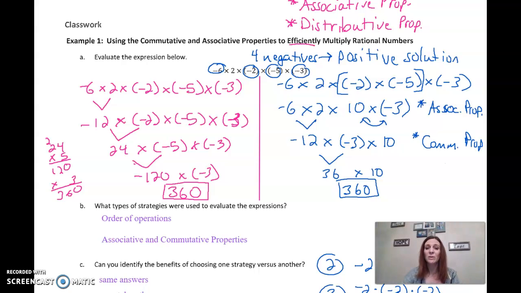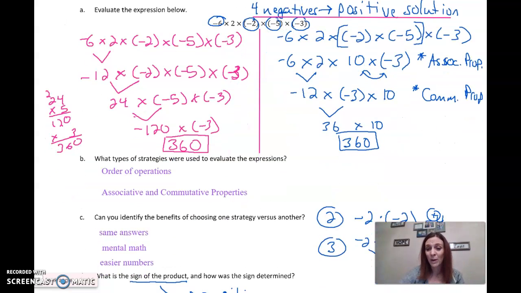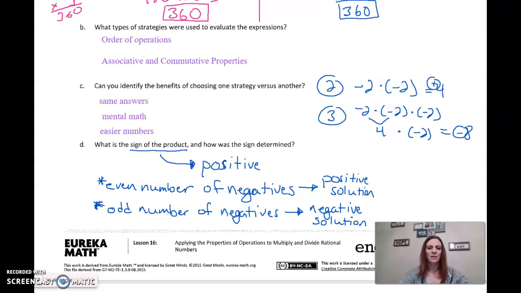And that's really just a really good hint, because sometimes it can get confusing with all those negatives in there. So if I have 4, I know my answer has to be positive. So even if I messed up somewhere, I should be able to realize that it should be positive. Okay, so this right here, not that.